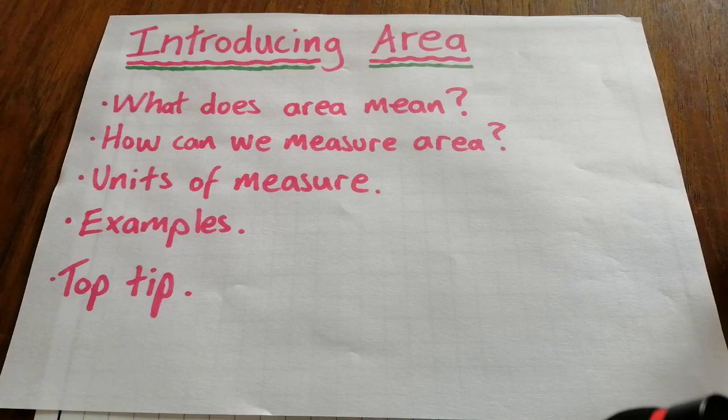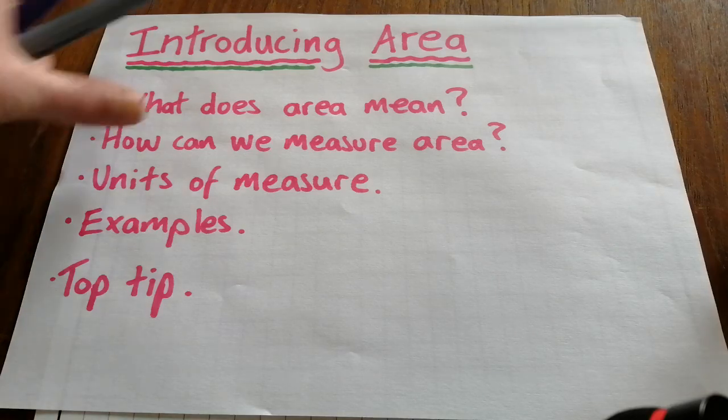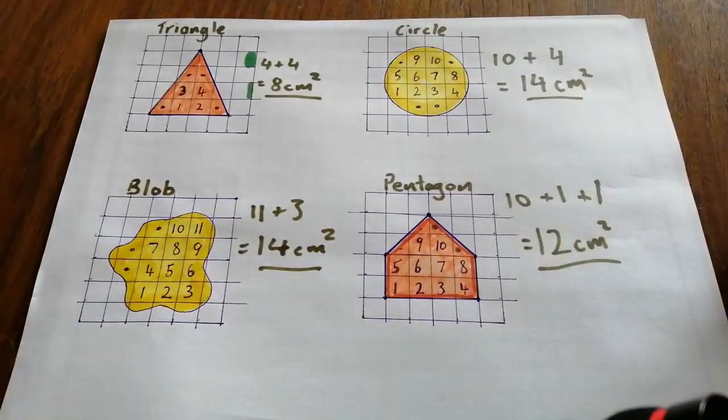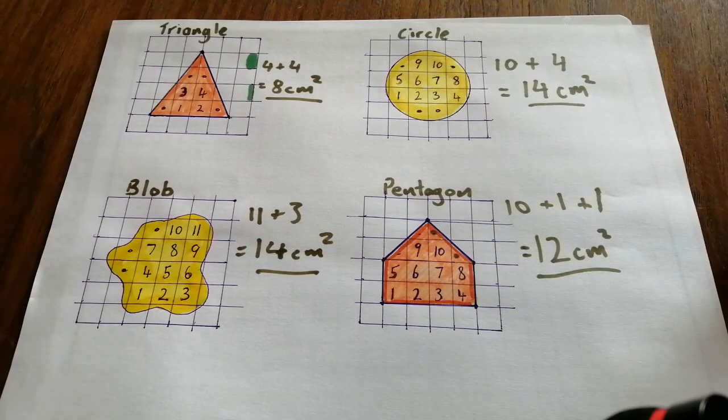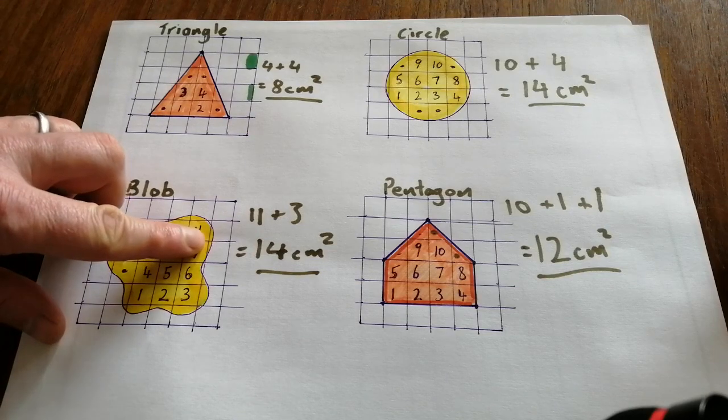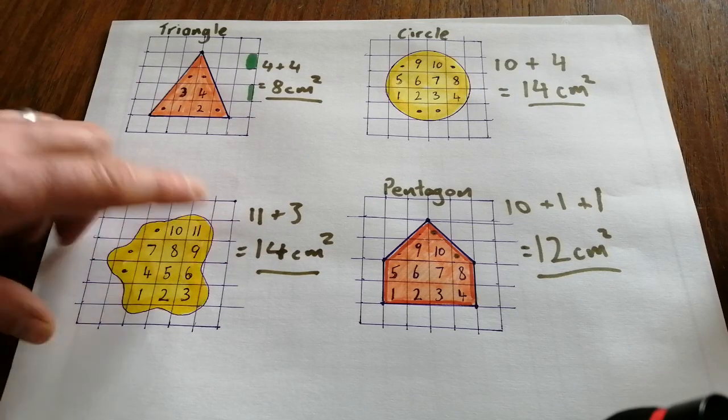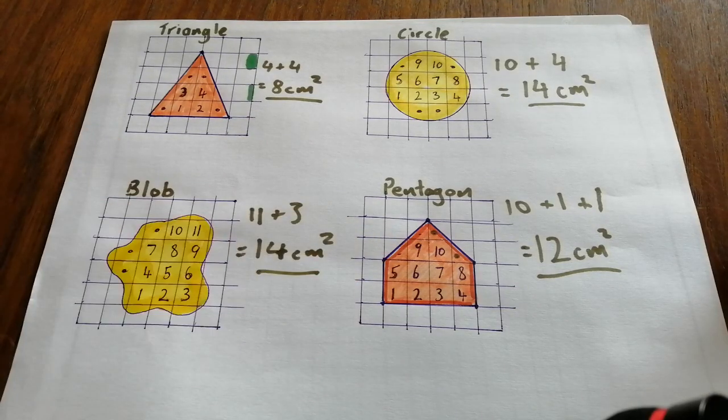Then we took it a little bit further, and we talked about how we measure the area of shapes like these. And remember, if a shape is more than half full, then we count it as 1. If it's less than half full, like these tiny little bits here, we just ignore them. And if it's exactly half full, we count it as a half.